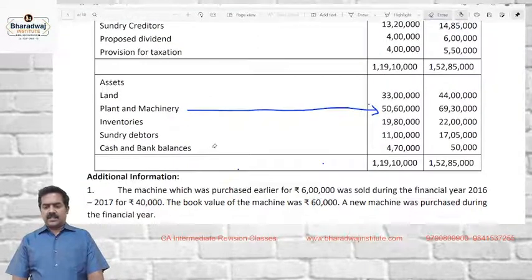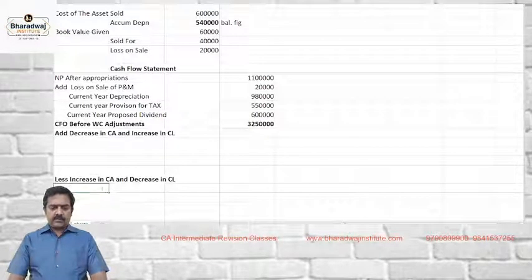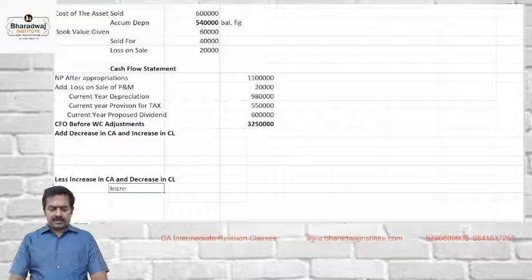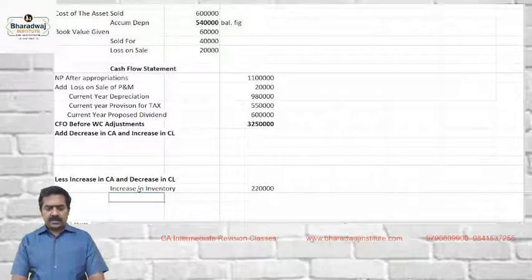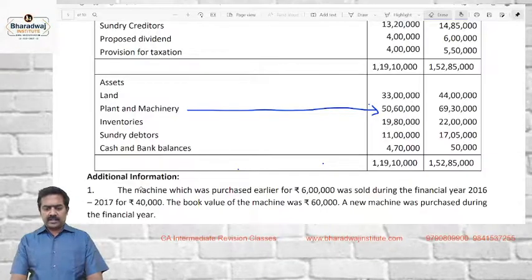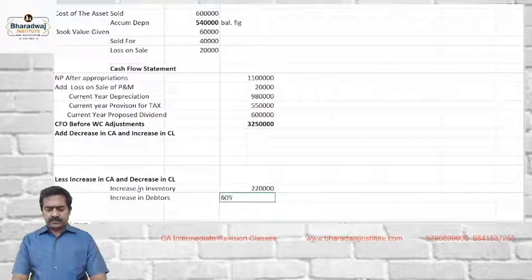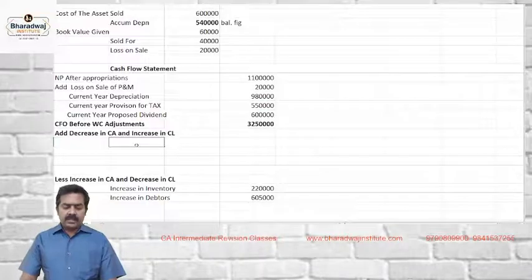Come to the current assets. Inventory increased, debtors also increased. What is the increase in inventory? 1 lakh. Inventory change, 1,20,000 or 2,20,000. Then increase in debtors. Increase in debtors, 6,05,000. Then, increase or decrease?